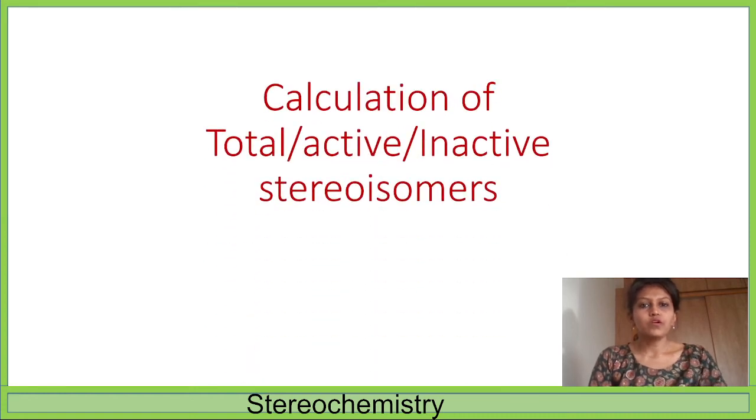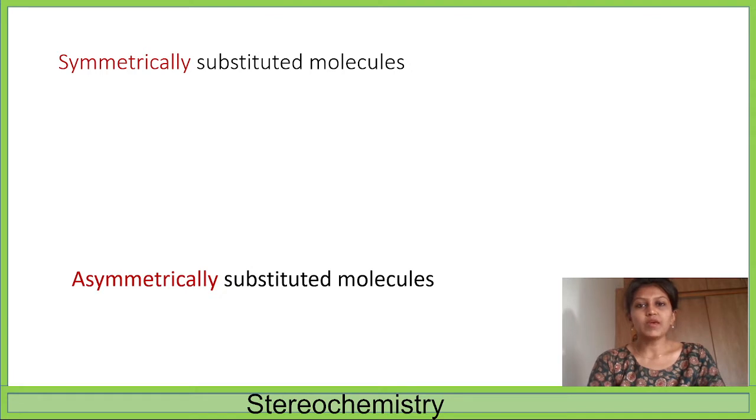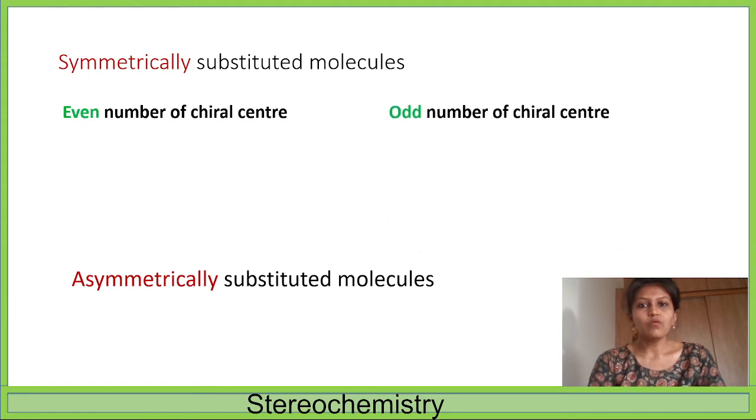Hello student, today I will teach you how to calculate the total number of stereoisomers, active stereoisomers and inactive stereoisomers in a given molecule. So we will calculate for symmetrically substituted molecules and asymmetrically substituted molecules. Now, for symmetrically substituted molecules with an even number of chiral centers.